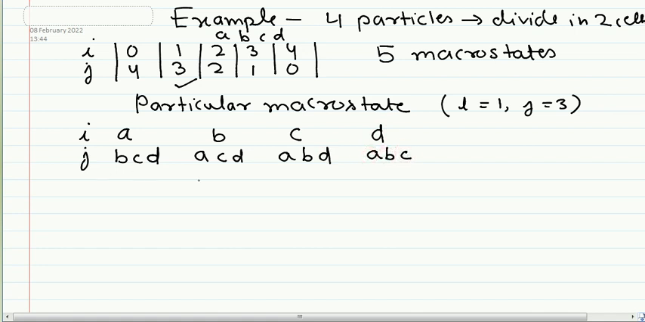So what is the number of microstates now? Corresponding to this macrostate, what is the number of microstates? Yes, tell me, how many microstates are there?